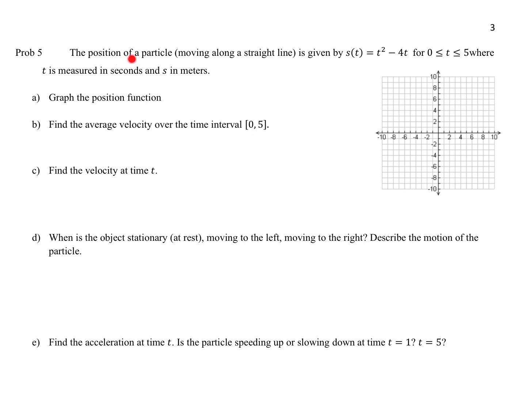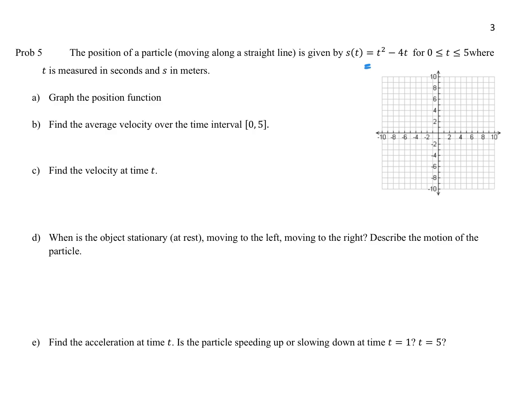The position of a particle moving along a straight line is given by this position function, s of t equals t squared minus 4t, where t is between 0 and 5 and is measured in seconds, and the position is measured in meters. First of all, let's graph this position function. This is a quadratic function, so you expect a parabola.